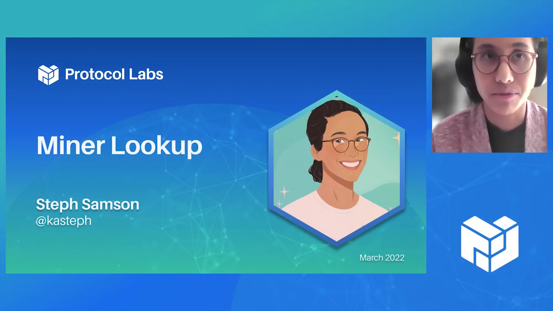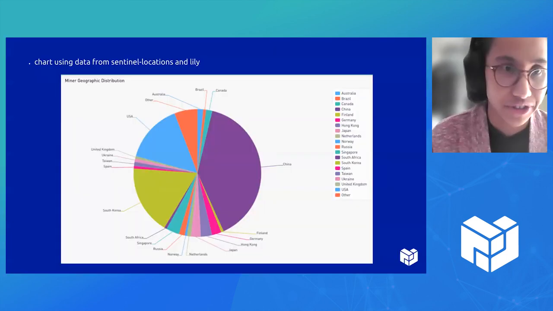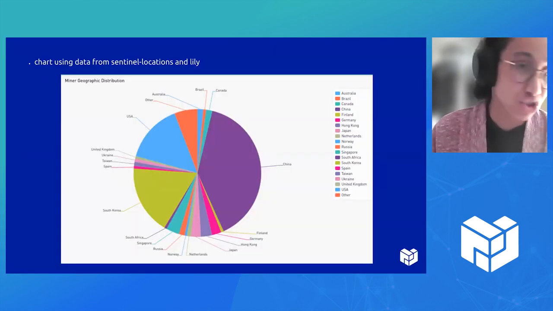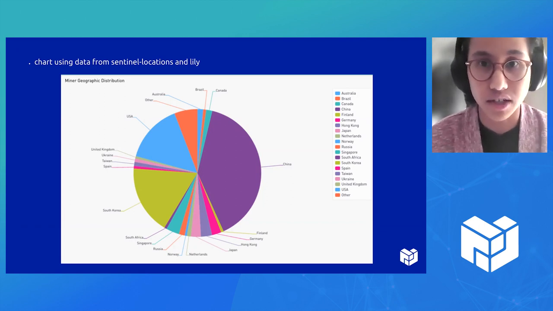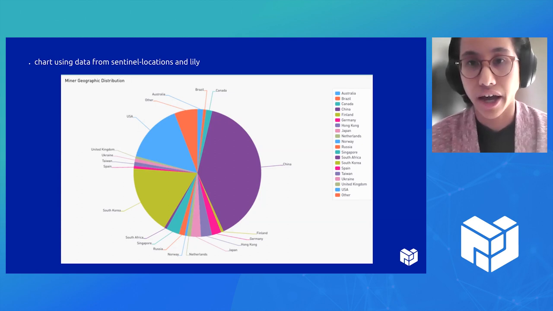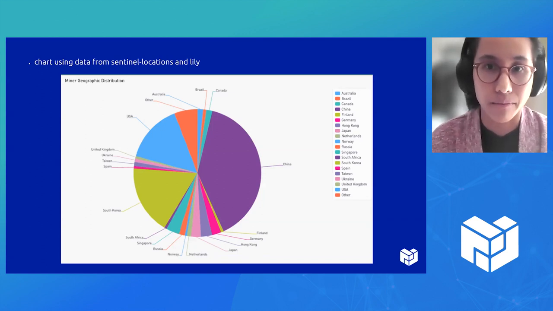So for my project, the one that I managed to finish or almost finish was the miner lookup. So this is chart data, using data from central locations and Lily. For those who don't know, Lily is a tool that follows the Filecoin chain and extracts useful data such as miner info, messages, actors, states, and so on.